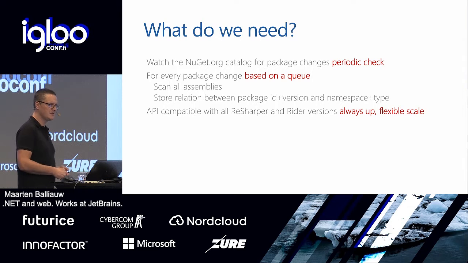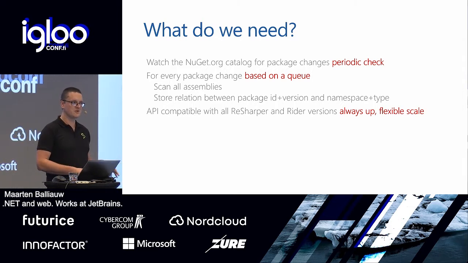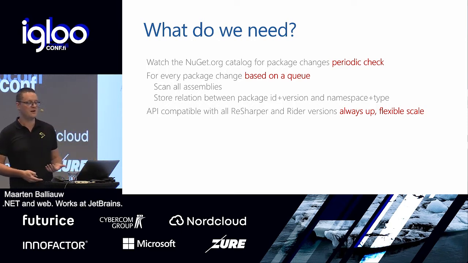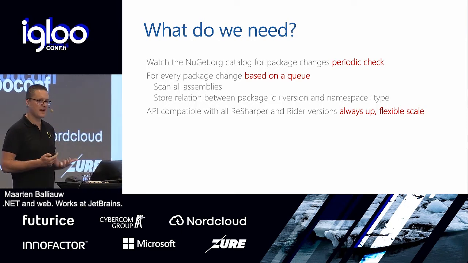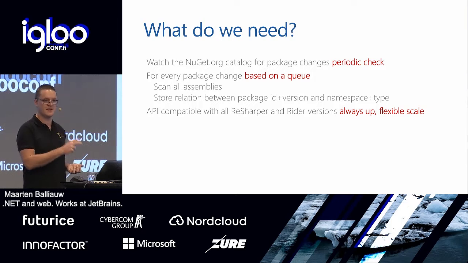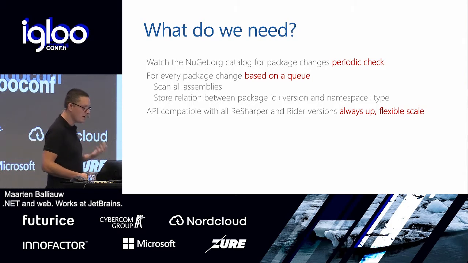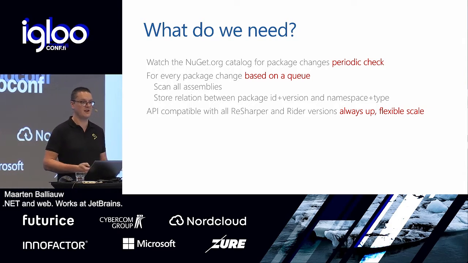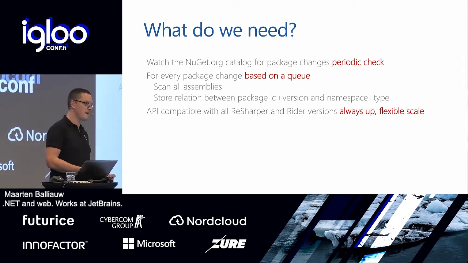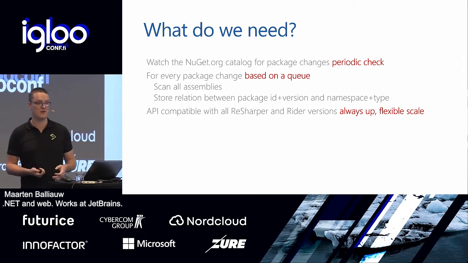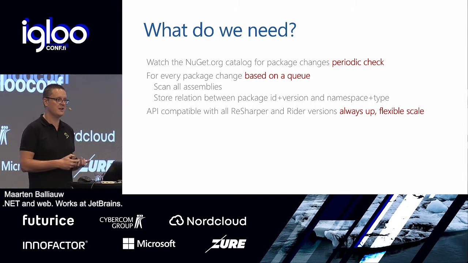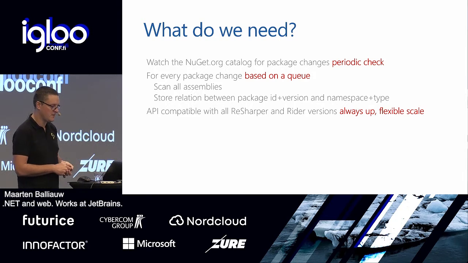All of this is pretty straightforward if you think about it. Watching those changes can be a periodic check, polling that catalog and seeing whenever something happens on there. Every package change sounds kind of like a queue. We could emit all of the events that happen on that catalog into a queue somewhere and then have various processors pick up those changes and do something with that. And the API, of course, could be anything. Could be an HTTP function in Azure, could be a web app, could be a web API, whatever, as long as the thing would be always up and could have a flexible scale going from 0 users to a lot of users that could potentially hit that API.